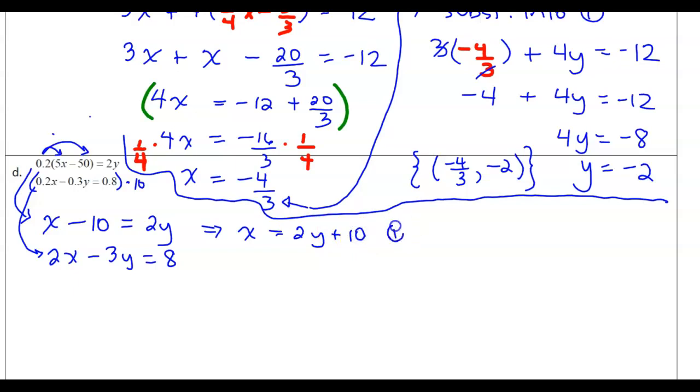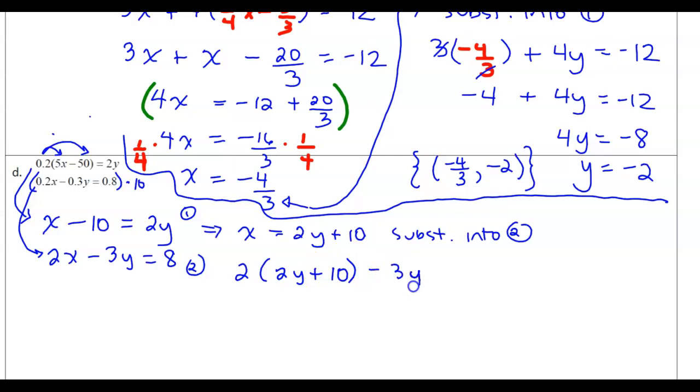So that's my equation 1. Actually, I'll put the 1 over here, 1 here, 2 here. So I'm going to substitute this into equation 2. So when I do that, I will have 2 bracket 2y plus 10 minus 3y equals 8. If you do a substitution and you still have 2 variables, you did something wrong.